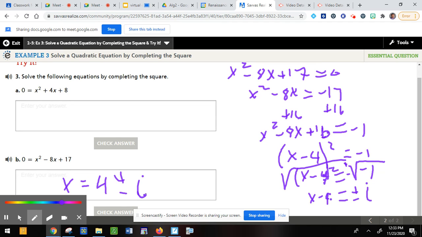All right, so let's take a look. The first thing I did was I subtracted 17 to both sides. Then I figured out what completes the square. So I took 8, divided it by 2, got 4, squared 4, and got 16. So I added 16 to both sides. I have x squared minus 8x plus 16 is equal to negative 1. I factored x squared minus 8x plus 16 into x minus 4 squared.